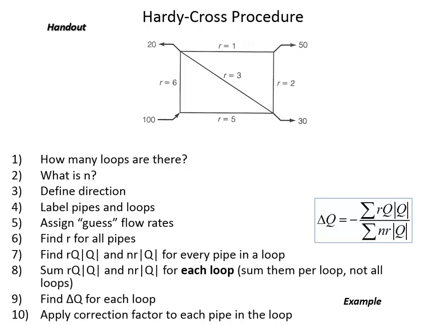So if we look at this indeterminate system here, this example shows that there's 100 something. Maybe it's CFS, maybe it's cubic meters per second. It doesn't matter. There's 100 going in at that lower left corner, and then water is going to be flowing through two pipes. One has an R value of 6, the other has an R value of 5.